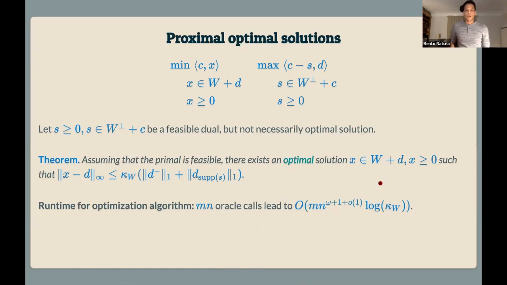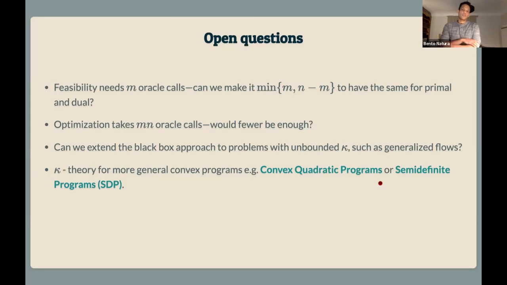Okay. There are still many open questions. So one would be that for primal feasibility, we have m oracle calls. For dual feasibility, we have n minus m calls to the oracle. So here the question is really, can you unify that so that primal and dual feasibility would have the same hardness? Optimization currently takes mn oracle calls. If I had more time, I could give more details on the optimization and why one could feel that less than mn should suffice.